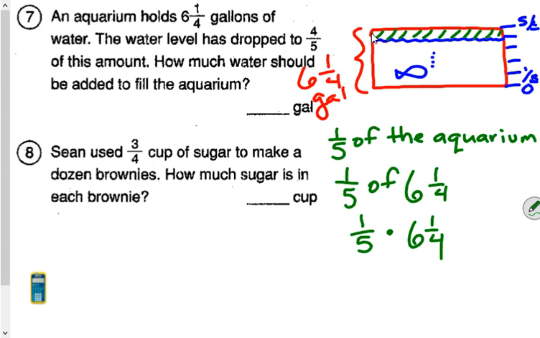And when I work that out, I will get 1 1/4 gallons, which is 5/4 of a gallon.